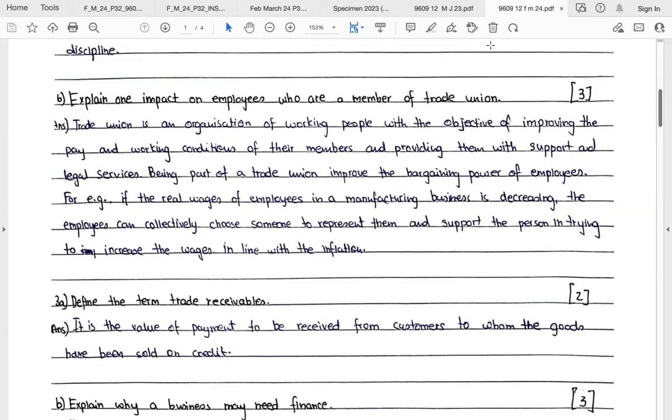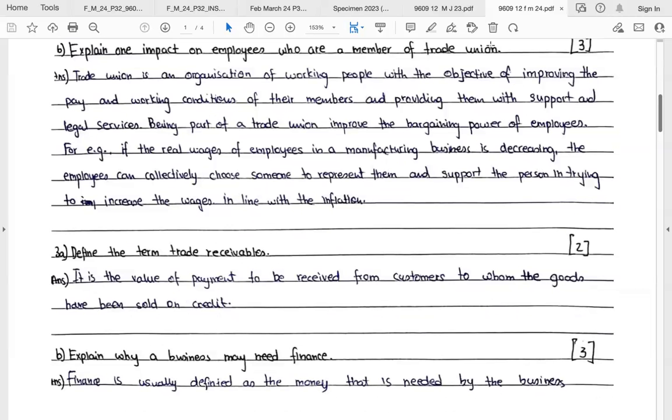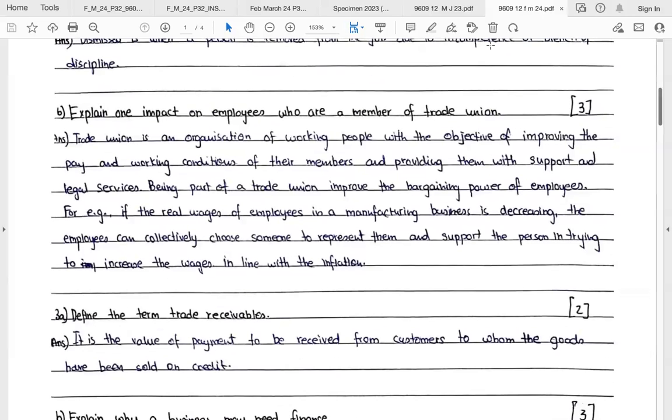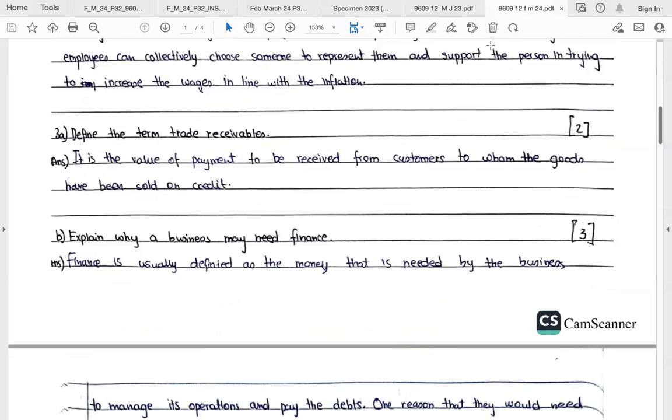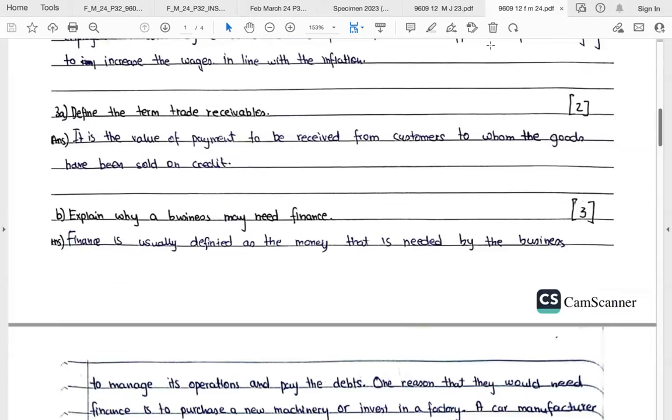Perfect. For example, if the real wage of employees in a manufacturing business is decreasing, the employees can collectively choose someone to represent them and support them in trying to increase the wages in line with the inflation. Good. Again, 3 out of 3. Define the term trade receivables. It is the value of the payments to be received from the customers to whom the goods have been sold on credit. Perfect. 2 out of 2.